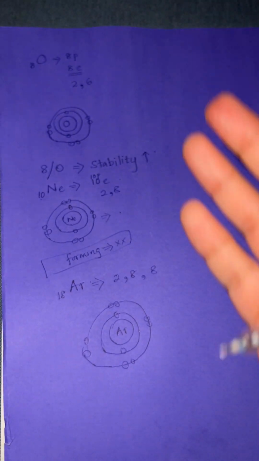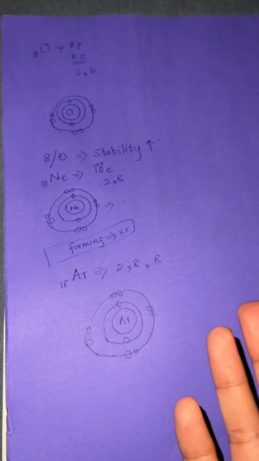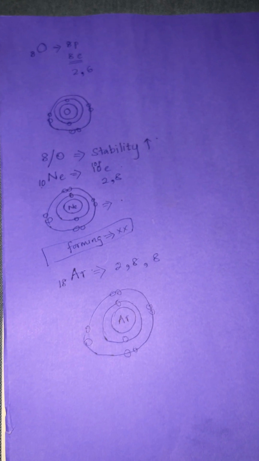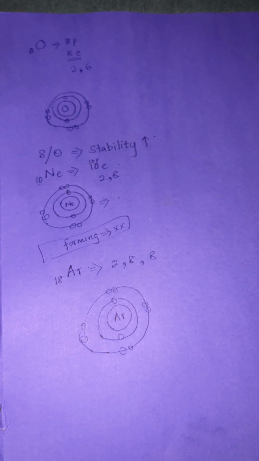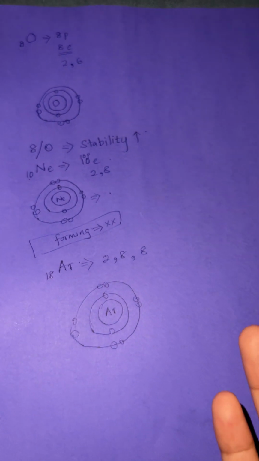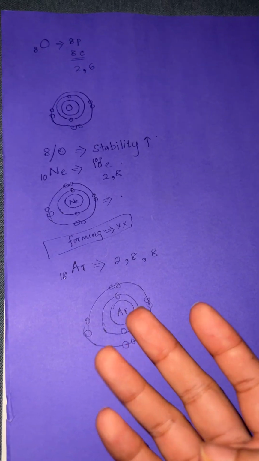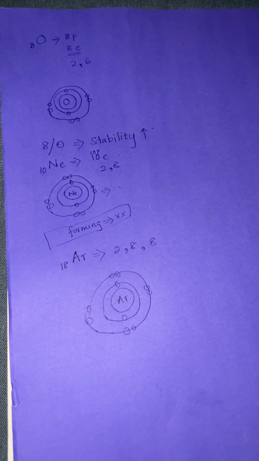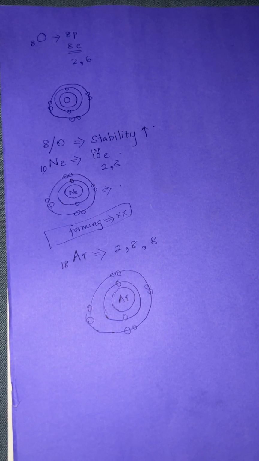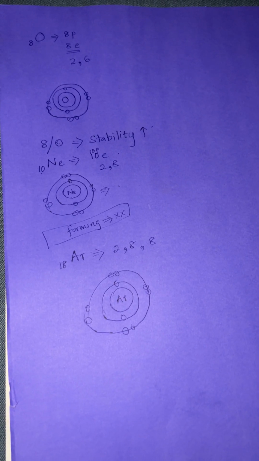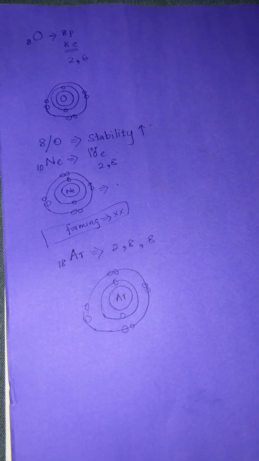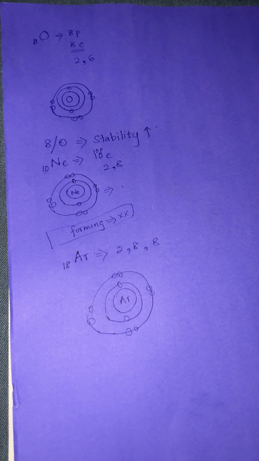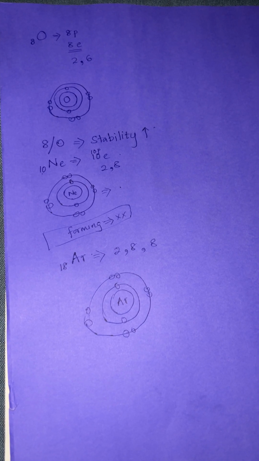Even for the other elements, like sodium and potassium, you need to practice. The more you practice, the more quickly you can draw these diagrams. The electron configuration is going to be very easy for you all. Hope you all understood this very well. Let's wind up this session.